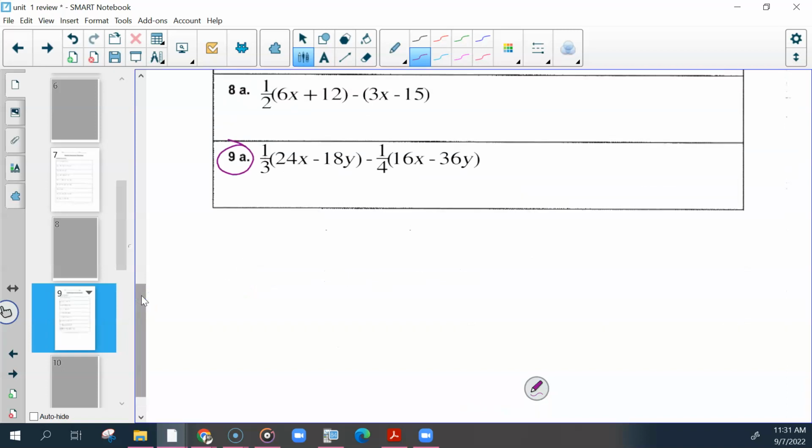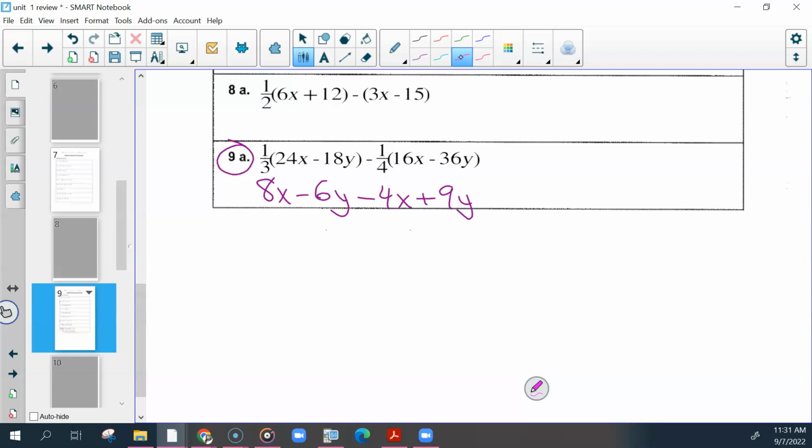So for number 9, remember that if you have a fraction here and the numerator is a 1, you can think about this as dividing instead of multiplying a fraction. So 24 divided by 3 would give me 8x. Negative 18 divided by 3 would give me negative 6y. This is a negative 1/4, so I'm dividing by a negative 4. So this would give me negative 4x. Negative 36 divided by a negative 4 would give me a positive 9y.